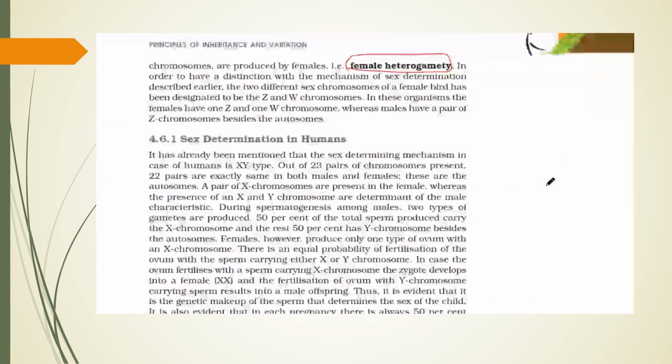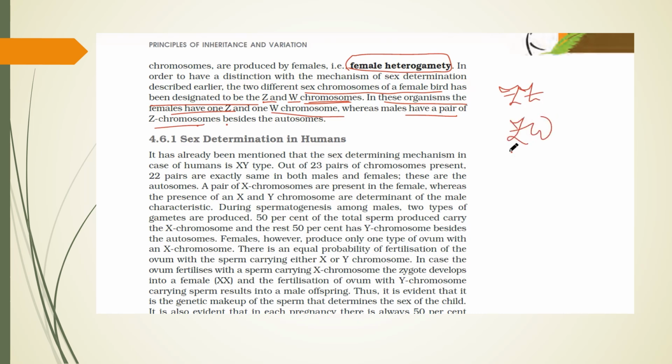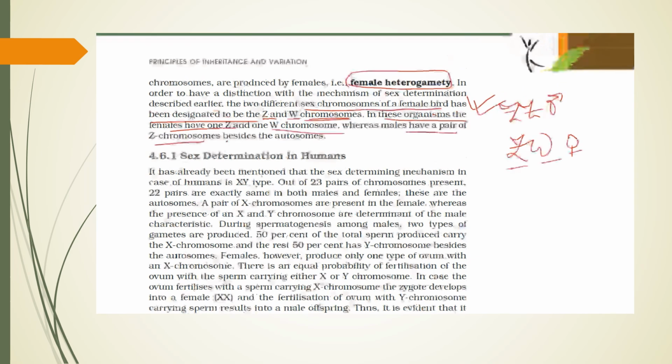In order to distinguish it from the mechanism of sex determination we described in the previous slide, the two different sex chromosomes of a female bird are designated as Z and W chromosomes. I have told you just now. In these organisms, the females have one Z and one W chromosome, whereas males have a pair of Z chromosomes. So this is the female and this is the male. Is it clear? Now let us study these things with pictorial representation.